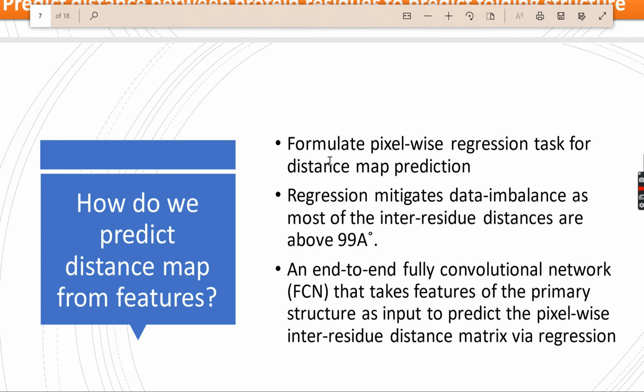So what we are going to do is have a fully convolutional neural network and formulate this distance map prediction as a regression task. This regression formulation is very important, and we realized that it mitigates the problem of class imbalance that arises if we approach this problem using classification, which people have done in the literature. So this is one of the novelties which our solution has with respect to the existing literature.